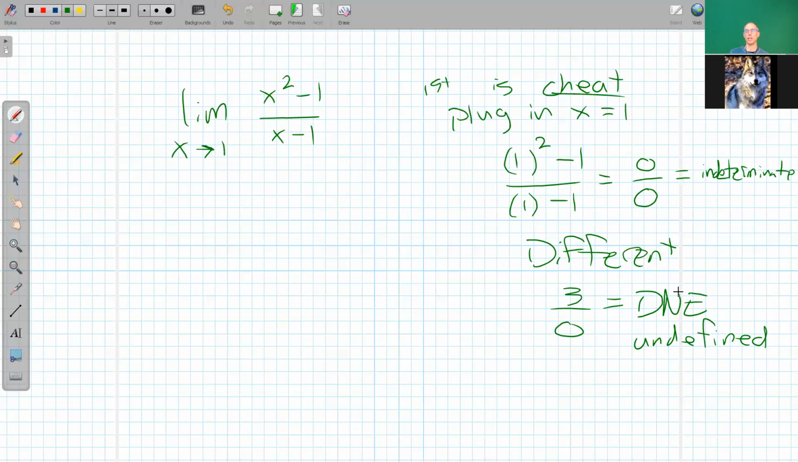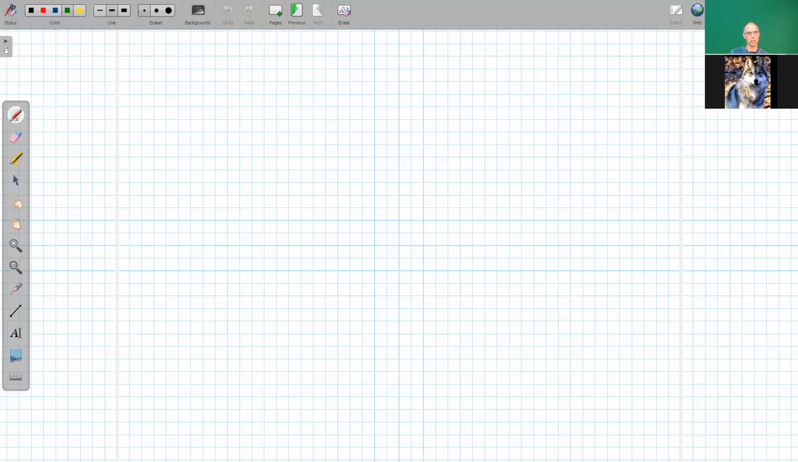I'm just going to play a quick game with you about why I say this one's undefined, but that one's indeterminate. So new page, 0 over 0 versus 3 over 0.